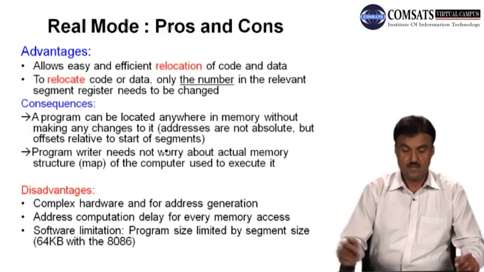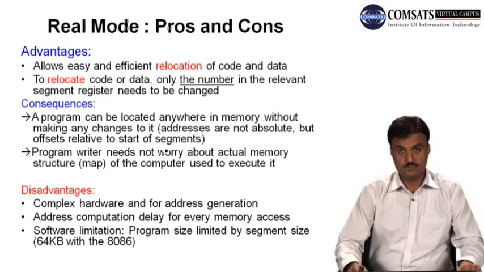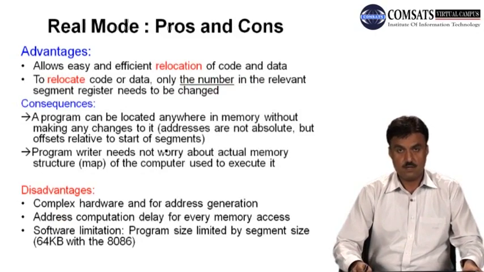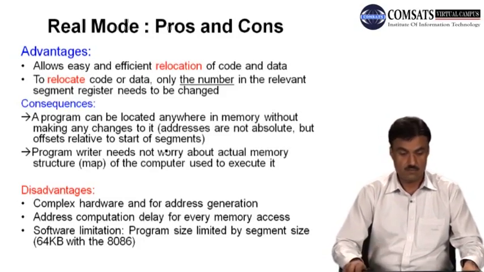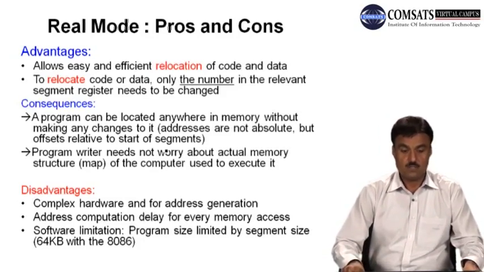What are the pros and cons of this real mode addressing, or segment plus offset addressing? The advantages are that it allows easy and efficient relocation of code and data. To relocate code or data, only the number in the relevant segment register needs to be changed, as we discussed in the previous slide. And what are the consequences?